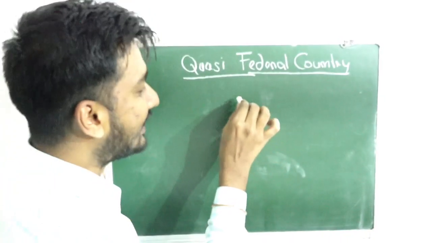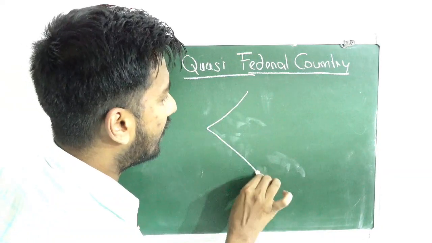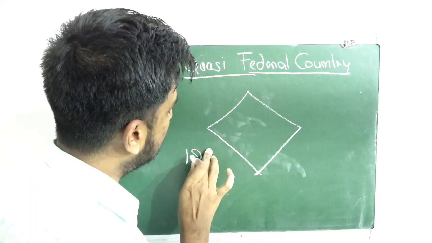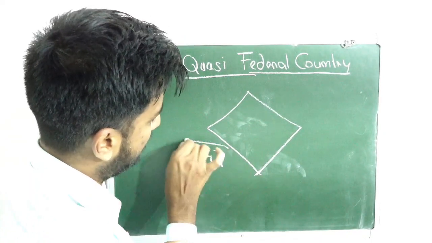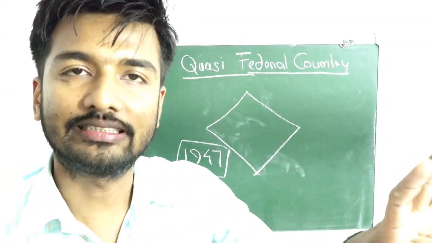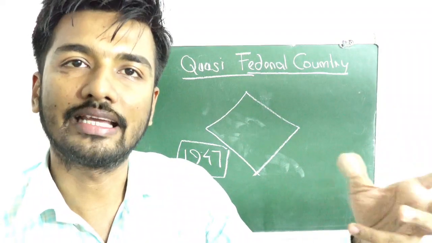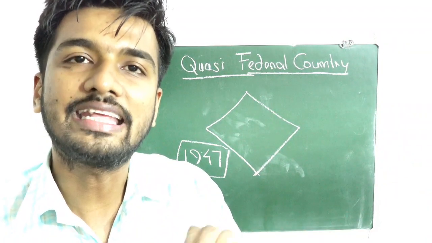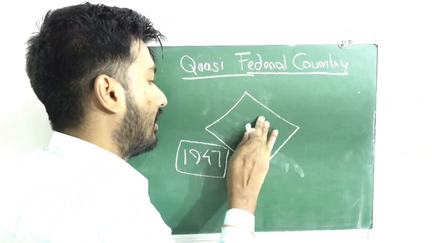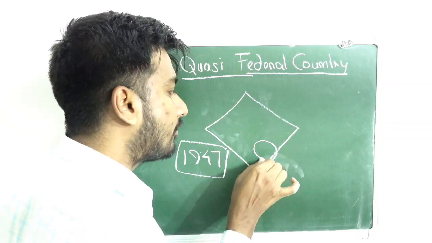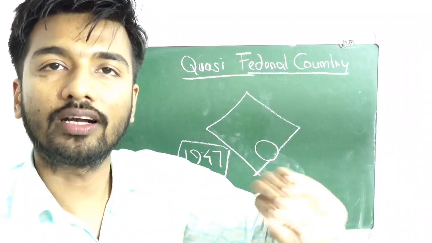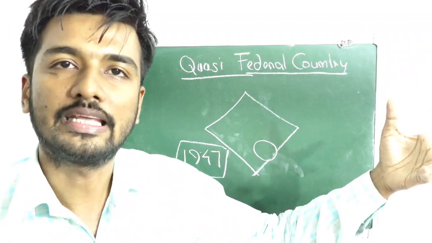Quasi-federal. Now, when India got independence in 1947, the British, while leaving, told the provinces ruled by kings that they could remain independent or join India or Pakistan. For some time the provinces wanted to remain independent. They did not want to join India.